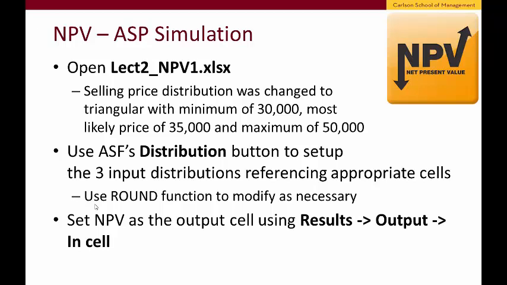Okay, so we want to demonstrate NPV simulation with ASP, or Analytics Solver Platform, using the select2 NPV1 file. Make sure you open the one that ends with 1, which is the same file as before, but all of the manual simulation steps were removed, and it uses triangular rather than discrete distribution for the selling price. Then we're going to use the distribution button to set up all three of the distributions, and results output in cell to set up NPV as the output cell.